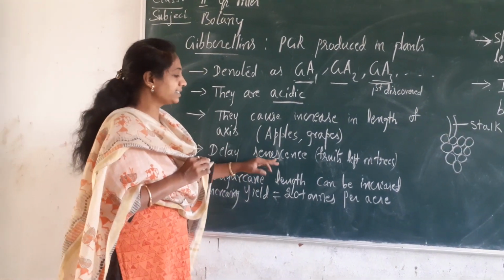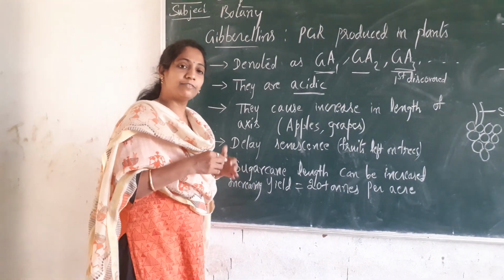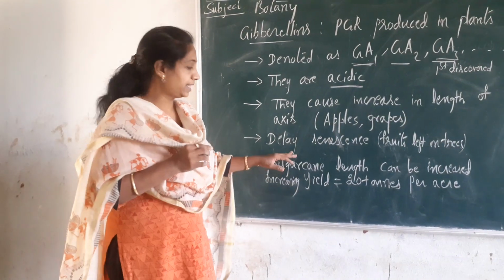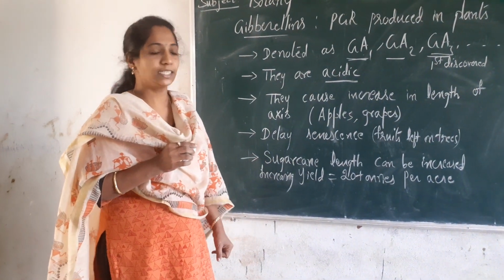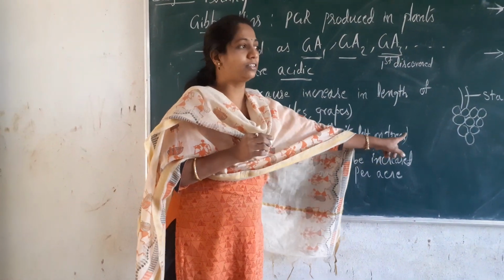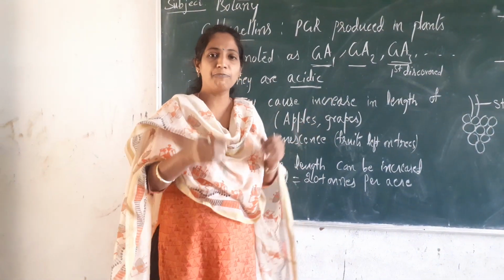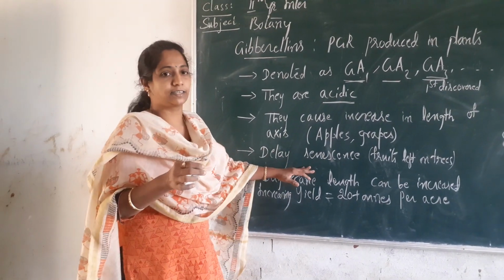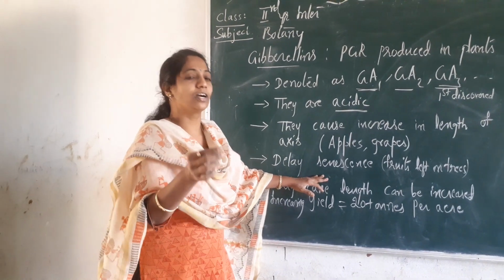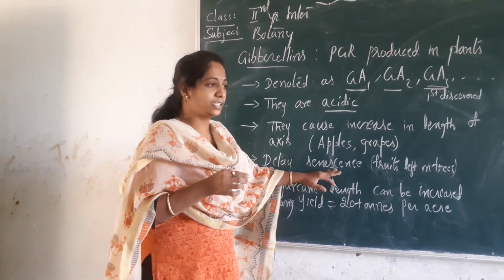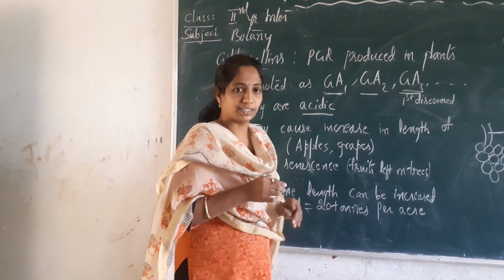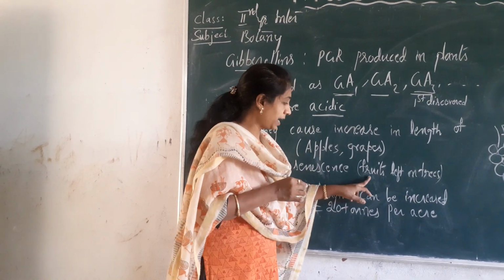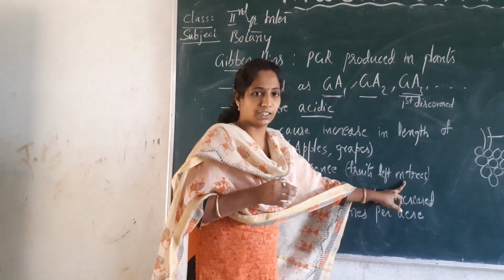They delay the senescence. The other feature of the gibberellins is they will delay the senescence. Senescence means fruits can be left on the trees for a long time. Instead of plucking them when they become ripened, they will stay unripened for a longer time. That is the reason you say they will delay the senescence. And even if they are ripening, you can leave them on the trees.